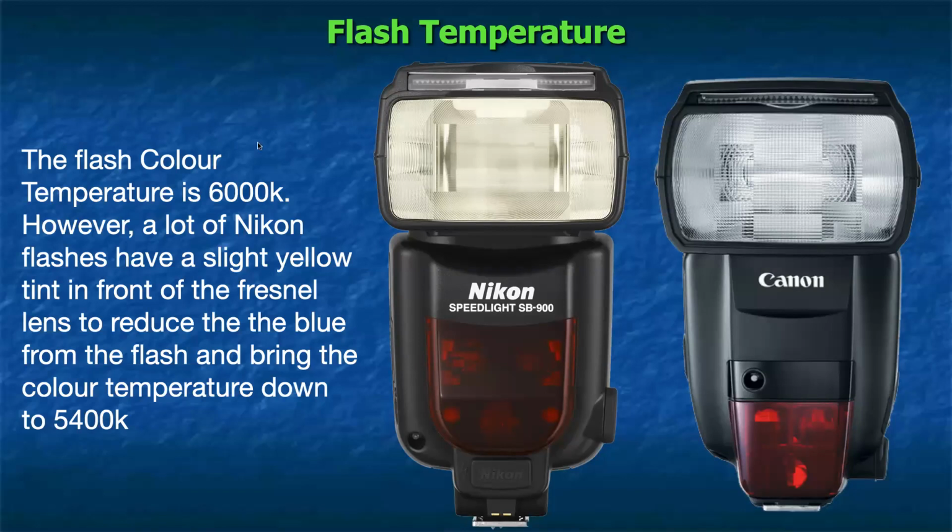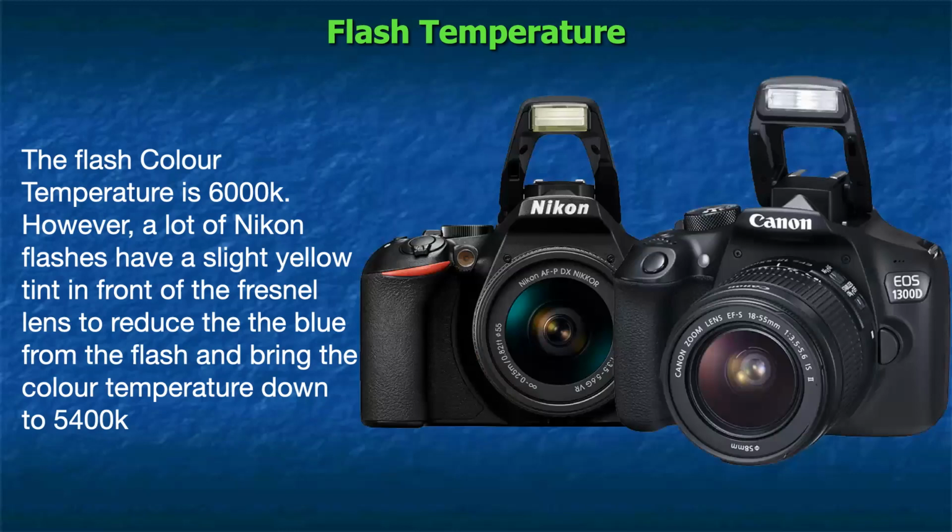Now you look at the Nikon, you notice the front Fresnel lens here has a yellow tint to it. The Canon and all the other brands do not. So this yellow tint is to reduce the blueness of the flash. And that's why it is rated at 5,400 degrees Kelvin. Same goes for the built-in flash. So anybody who has a Nikon flash or a Nikon camera, look at the front Fresnel lens on the flash. This is more yellow than the Canon. Well, the Canon has no color at all, it's clear.